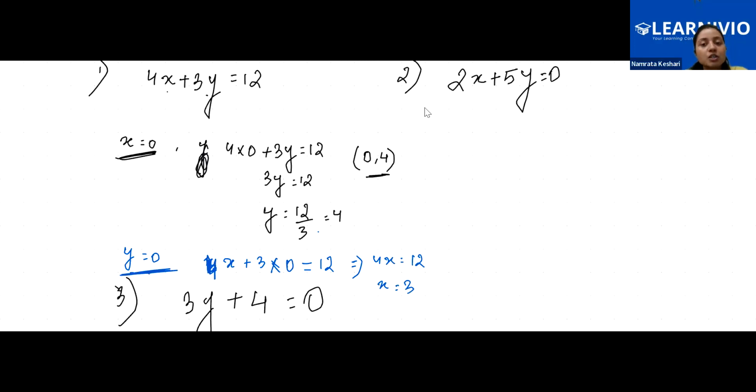So 3, 0. While writing the coordinate form, always first we will write the x coordinate and then the y coordinate. Be careful with that. So 3, 0 is the other solution. We were supposed to find two solutions, and these two solutions are very important. Let me show you why.